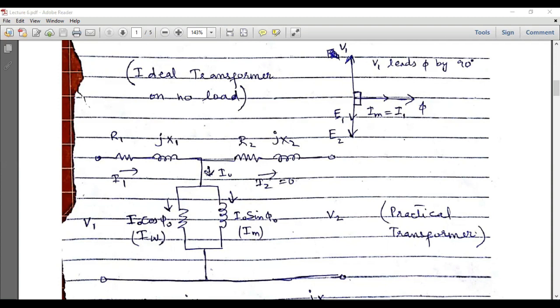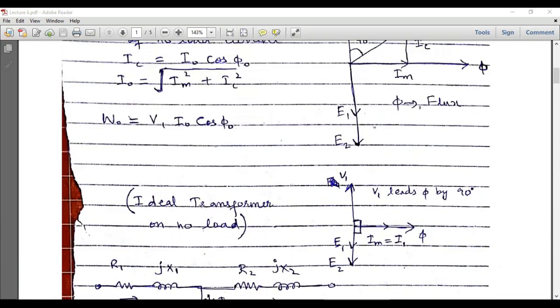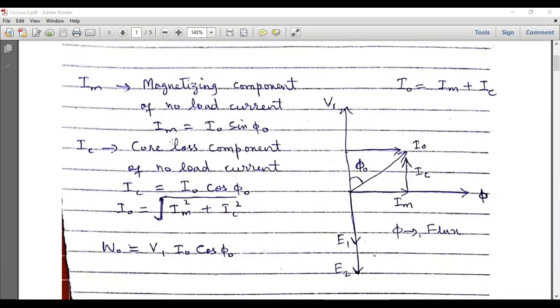And this current has two components. This is IC, which is I naught cos phi naught, and this is IM, which is I naught sin phi naught, and this I2 will be equal to 0. IC is the core loss component of no load current, and IM is the magnetizing component of no load current. And I naught is equal to the square root of IM square plus IC square.